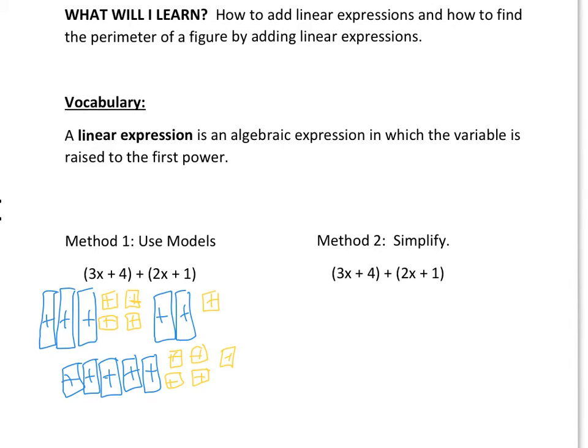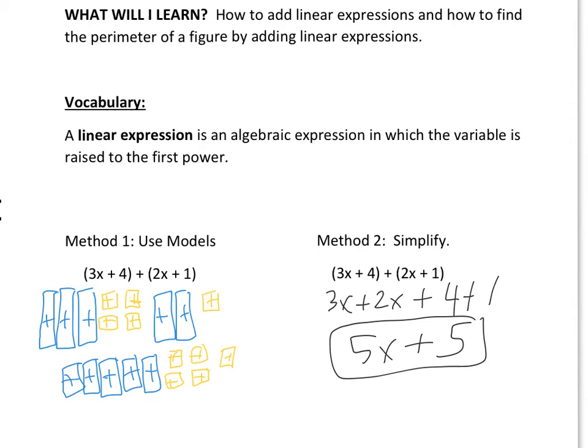Now to simplify, I can actually just combine like terms. So I take 3x and I add it to 2x, which equals 3 plus 2 is 5x. Then I can add 4 plus 1, and that would get me plus 5. And that would be my final answer, which is the same as the model.